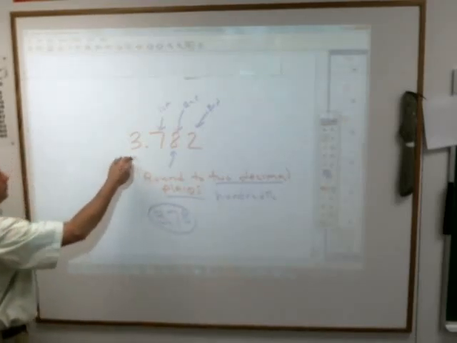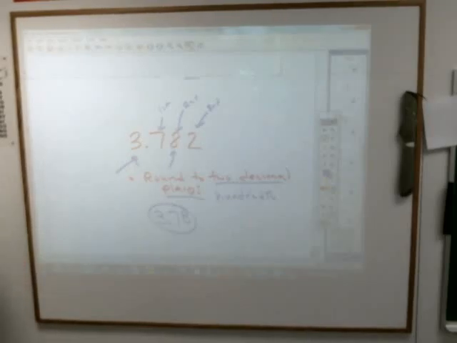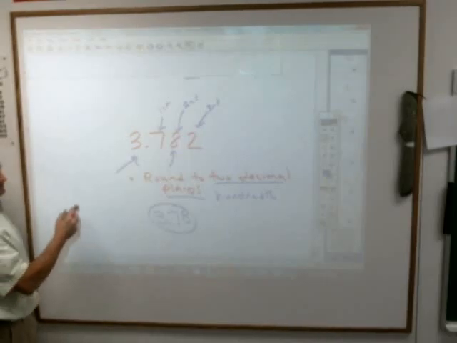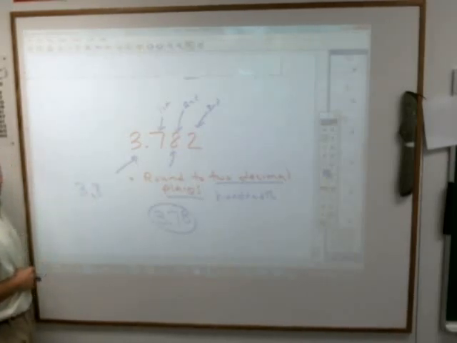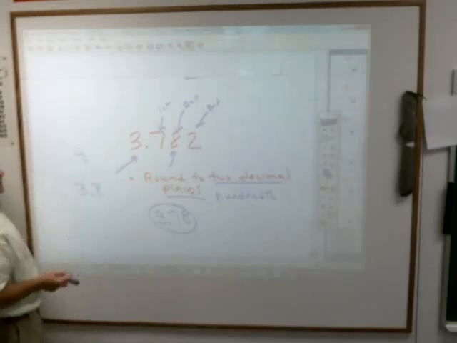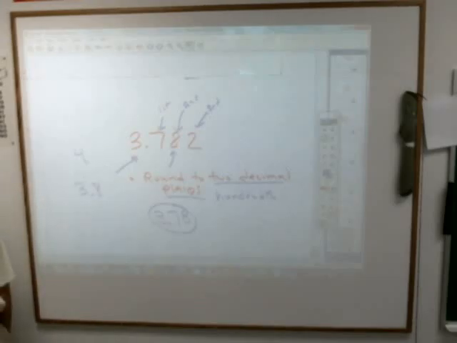What would this be rounded to 1 decimal place? Gary? 3.8. Rounded to the nearest whole number it would be just a 4. And again, not 4.0, because if it's a whole number, they just want a whole number, they don't want the decimal point.